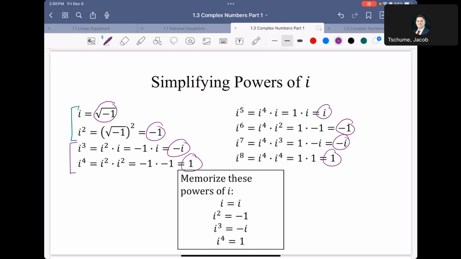So to make this a little bit easier on you, I don't want you to memorize every i power. Instead, if you know these 4, you can work out any power of i problem that you see in this course. So as long as you know that i equals i, that's pretty obvious, i squared is equal to -1, i cubed is equal to -i, and i to the fourth is equal to +1, you will be fine for any power of i you see.